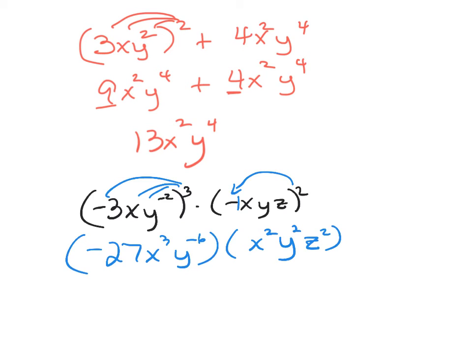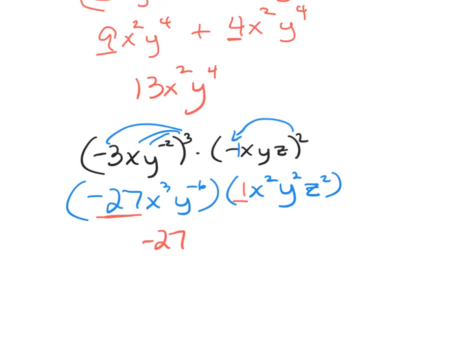Now I'm going to go back. Nothing to multiply here. You assume a 1, so it's negative 27. Add your x's, and you get x to the 5th. When I add the y's, I get a negative 4. So I'm going to write that in the bottom. And then lastly, nothing to add to the z, so just leave him in the top. And that's that final answer there.